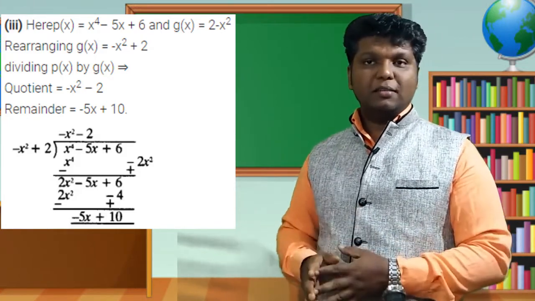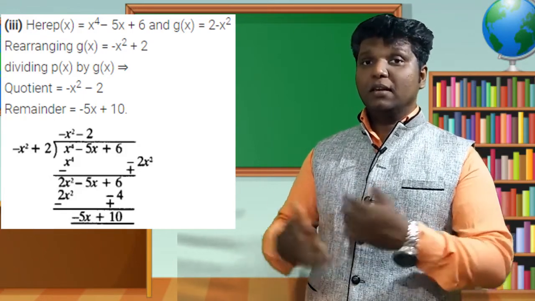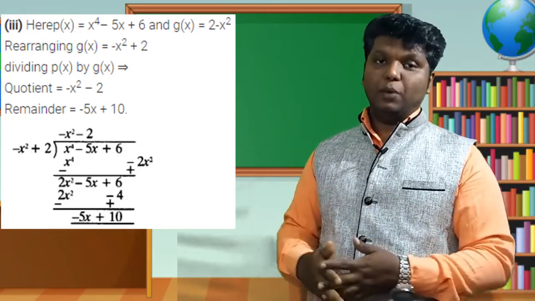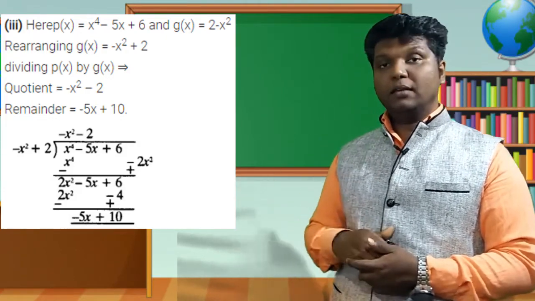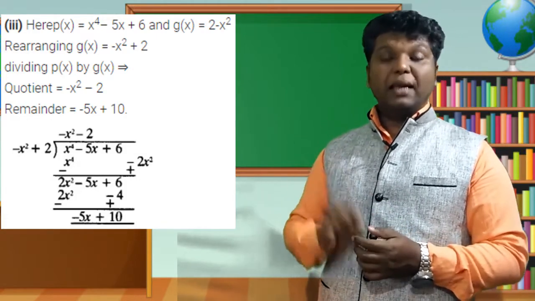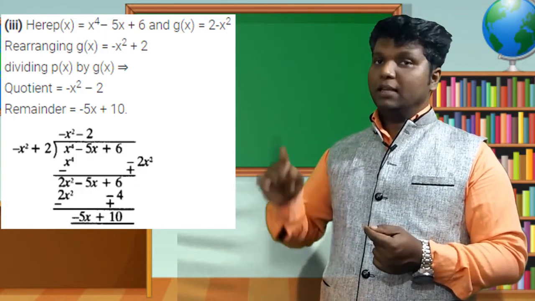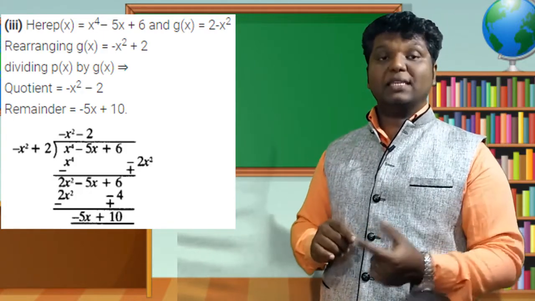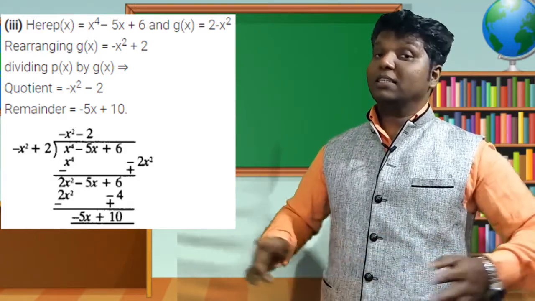What about the divisor? There also something is missing. Not only something is missing, the terms are aligned in the opposite way. So first of all, let us bring it to the correct alignment. Here it is given 2 minus x squared. So bringing that to the terms, we will write minus x squared. Then the term of x is missing. So plus 0x and here it is plus 2. So minus x squared plus 0x plus 2. That is your divisor. Now let's start the division.